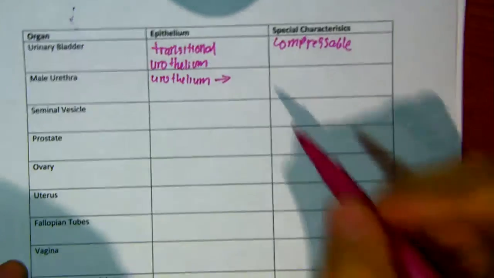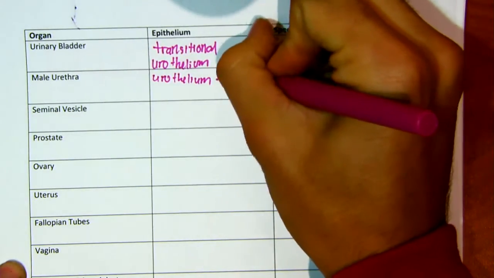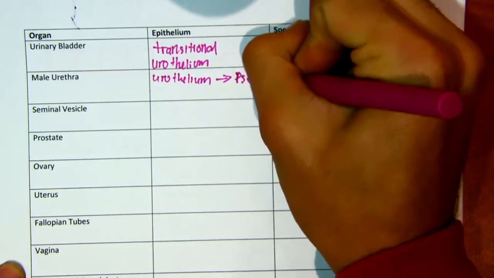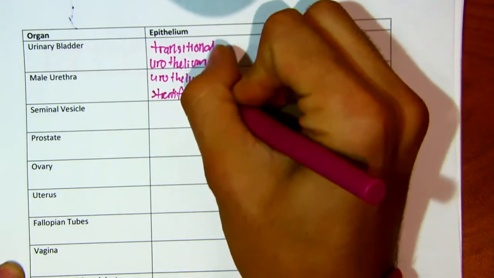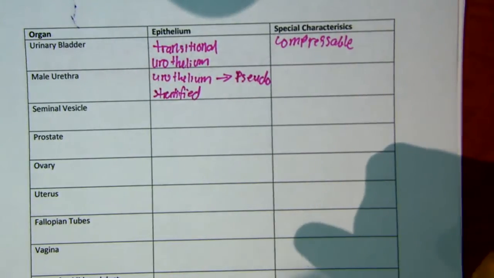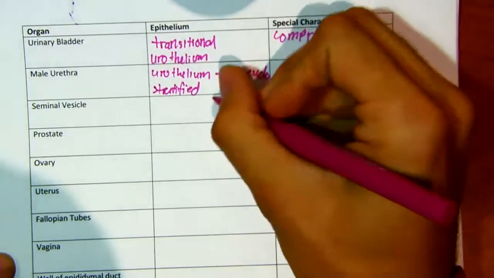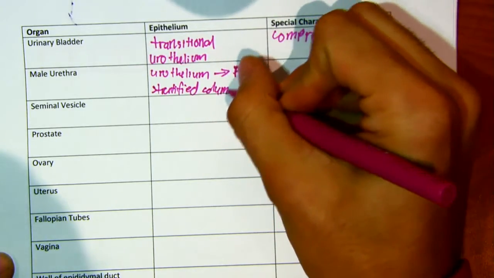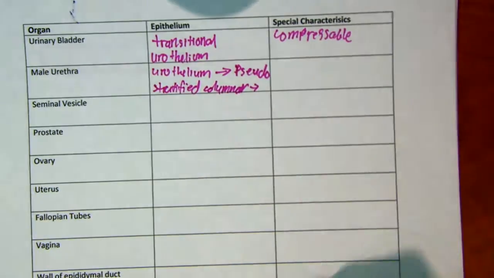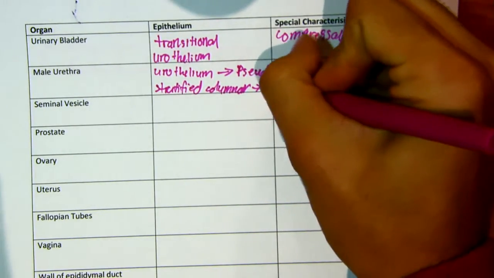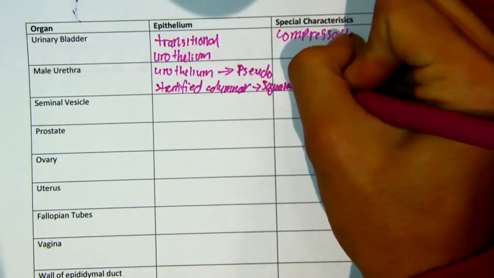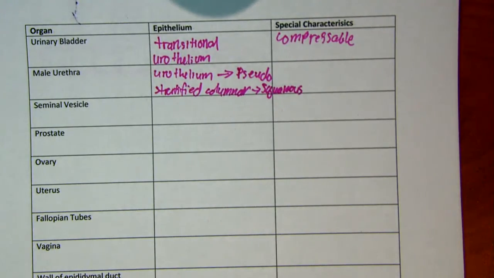All right, so a little important detail. It's pseudostratified. So we have pseudostratified columnar cells. All right, what comes after that? Yeah, I heard some people say squamous. So then we transition to squamous, however you feel the need to say it.